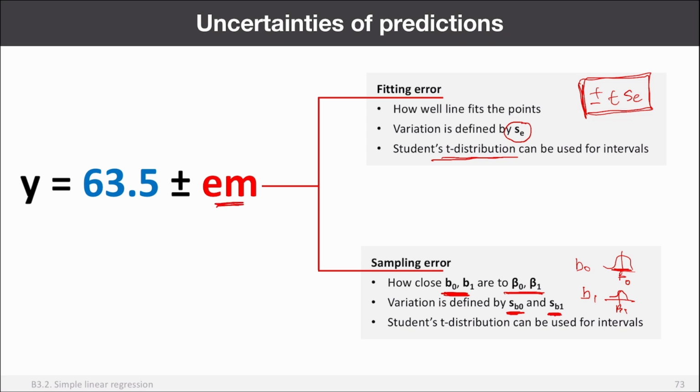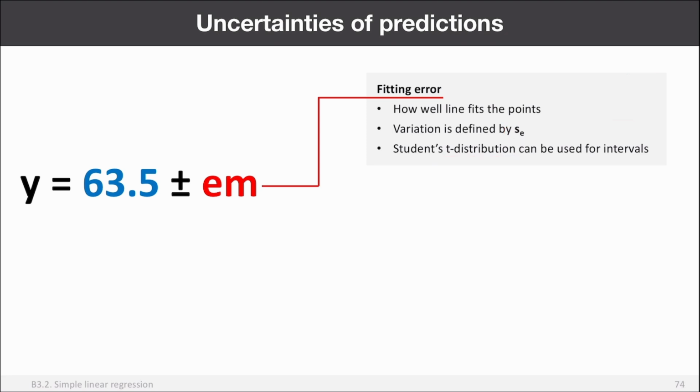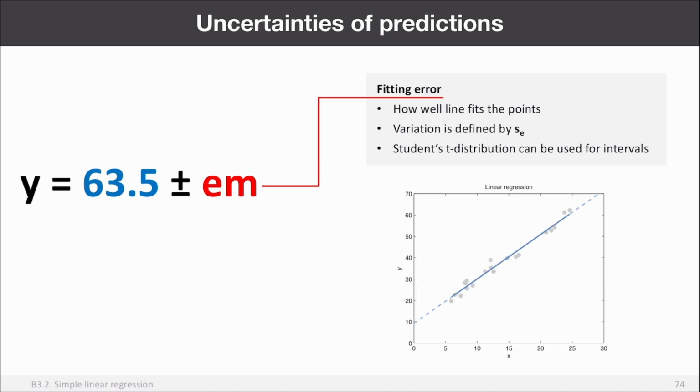Okay, that's what we call a sampling error. Sampling error comes from uncertainty of regression coefficients. So let me show you how to do it step by step. Let's start with fitting error.